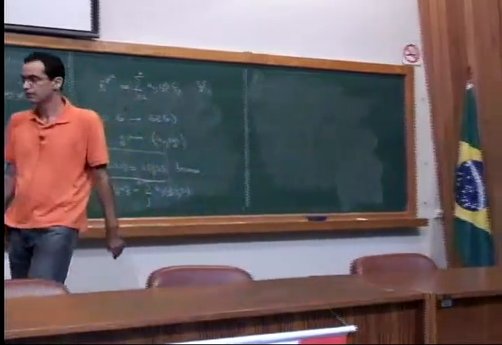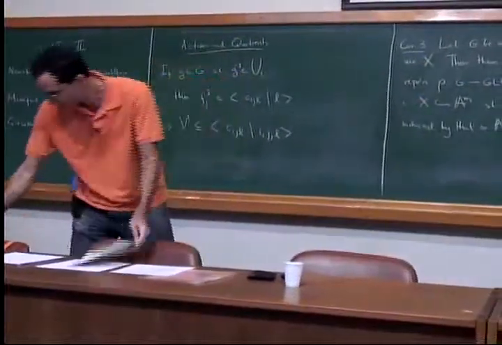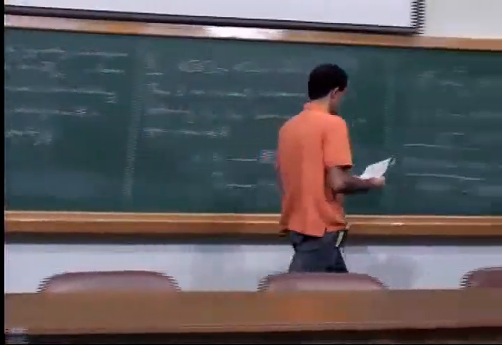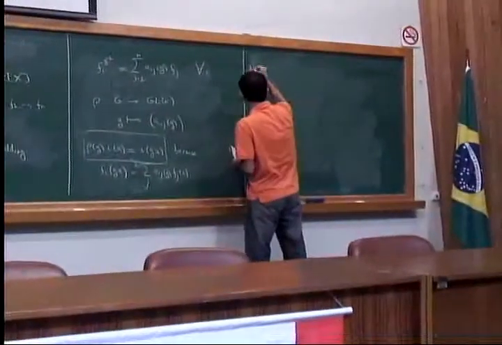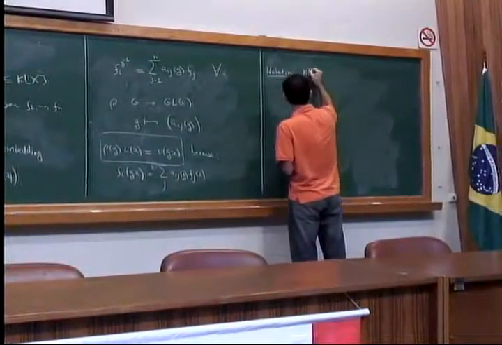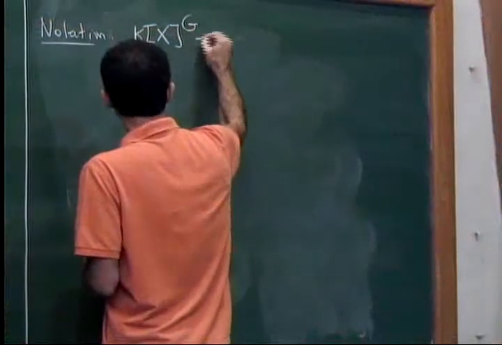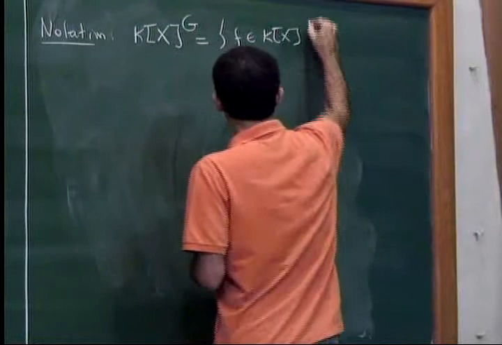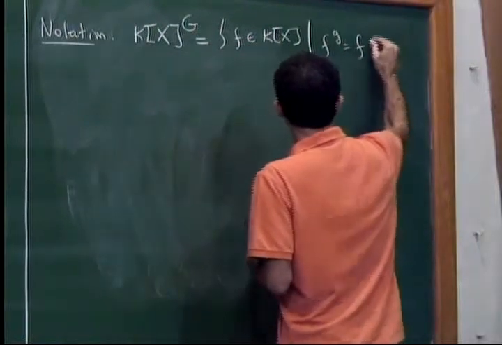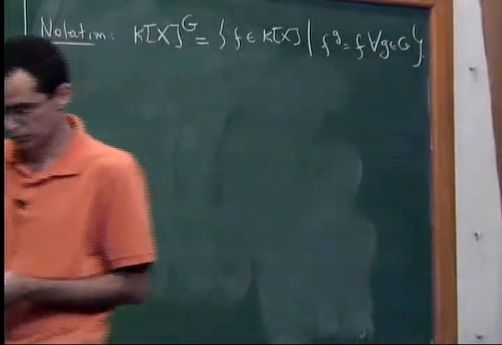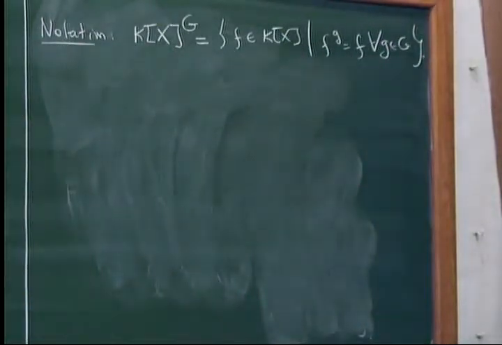So this tells me that the action, when we restrict to X, is the original action on X. Okay? So now we're going to use this, as I said. First, the same notation as before. I'm going to look at K[X]^G. So these are the functions that are invariant. Okay. So this is a ring. It's the ring of invariants.